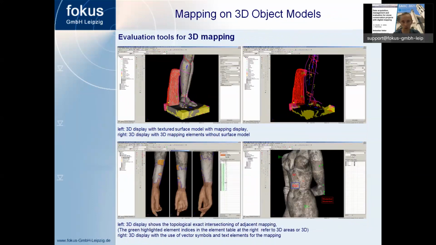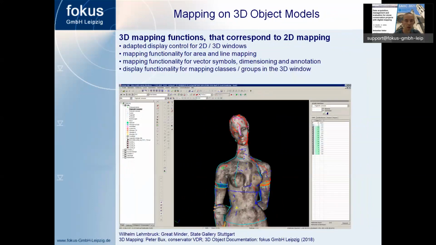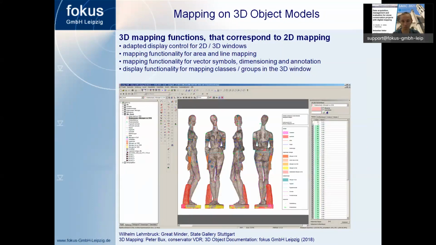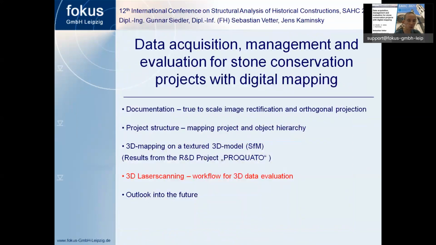There are several tools for evaluation and for display for 3D mapping. And for development of 3D mapping, we always considered existing 2D tools. So the new 3D functions are quite similar to existing 2D functions. And here you can see model views from the 3D mapping. All the things you have seen up to here are already available in the current version of Mitigo Map.